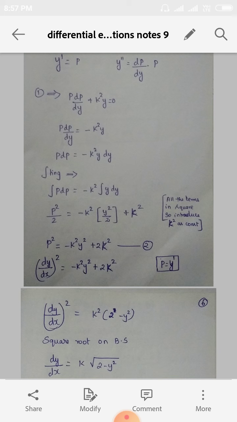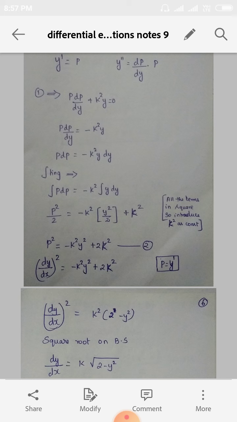y square by 2. Again, we have to introduce k square. See, why do we have to introduce k square, a constant in terms of square? See, all the terms are in square. So, we have to introduce k square as the constant. See here, p square by 2, k square again, y square by 2. So, all the terms are in square, which means we have to introduce one more constant. The constant is also a square. So, you have to introduce again k square.